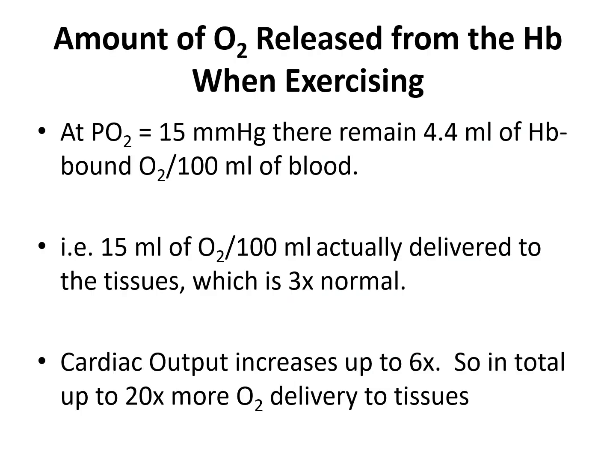And as a result, let's analyze it the way we did for the resting situation. At a PO2 of 15 millimeters mercury, what remains is only 4.4 milliliters of oxygen bound to hemoglobin instead of 19.4 that you started out with in the lungs. And so you have delivered 15 milliliters of oxygen for every 100 milliliters of blood delivered to the tissues. This is 3 times what you normally do under resting conditions. And remember that the cardiac output can increase up to 6 times sometimes. And so basically you're increasing the delivery of oxygen up to 18 or 20 times to the tissues when you do exercise.